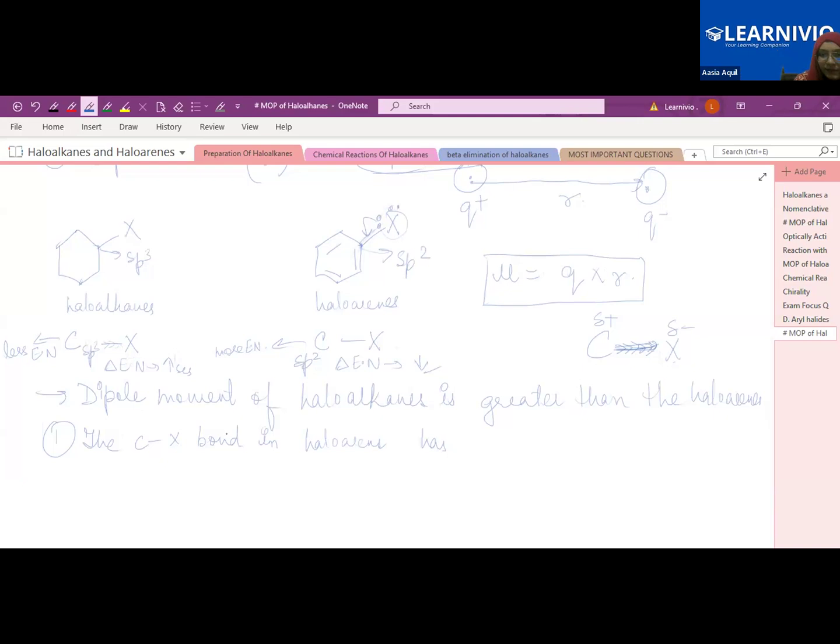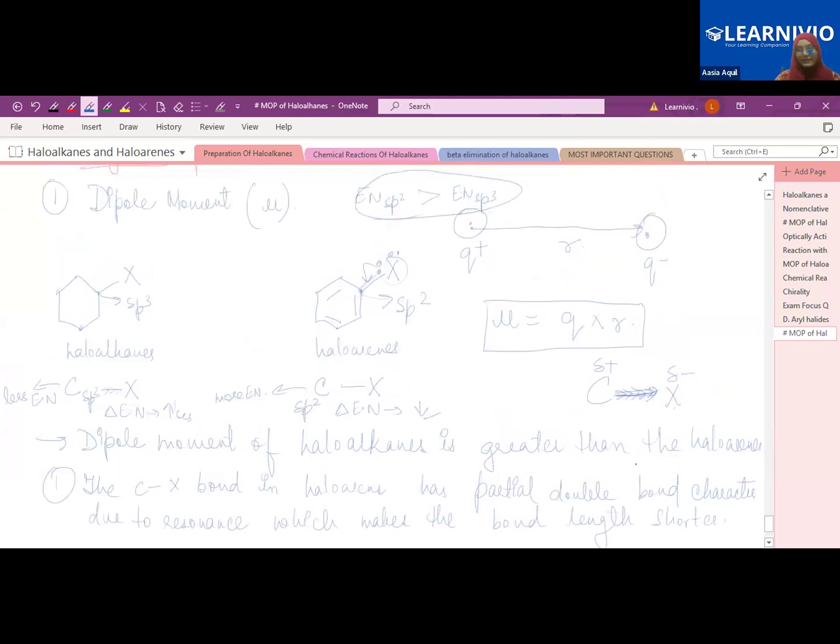Second reason could be this: the C-X bond in haloarenes has partial double bond character. Why? Due to resonance, which makes the bond length shorter, right?